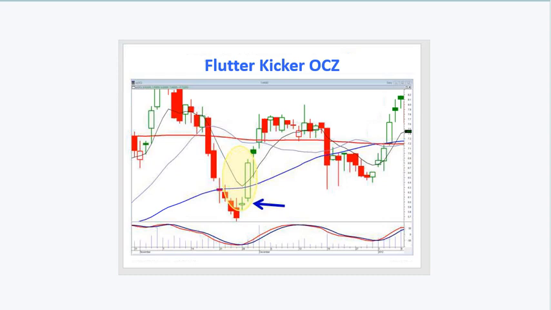Oh, where would I have exited? Probably somewhere in here. Because it looked like it was trying to do a J-hook pattern, and then it failed. So at this point, with stochastics in the overbought area, and you can see it wasn't moving up very much, you close it out.